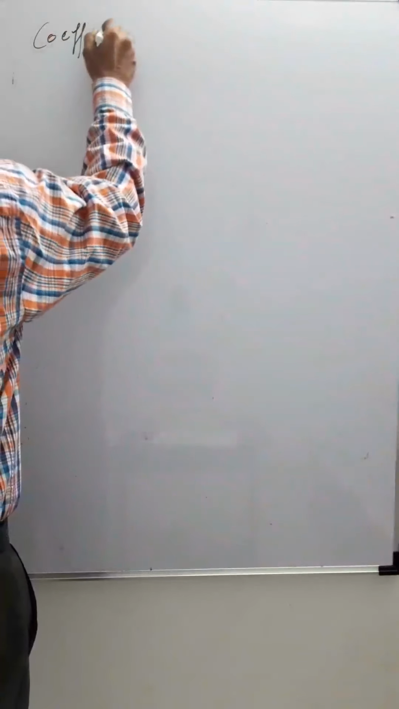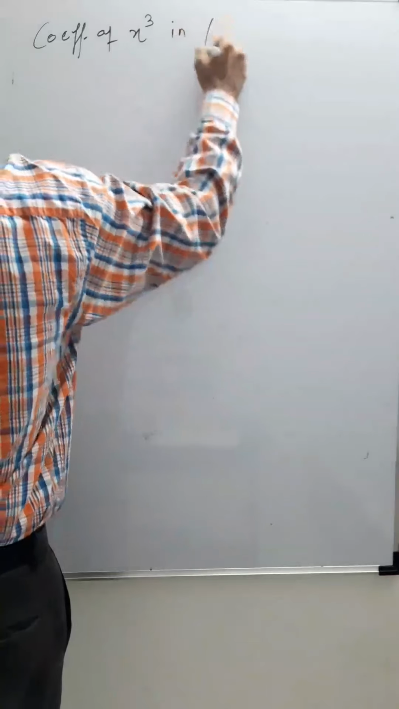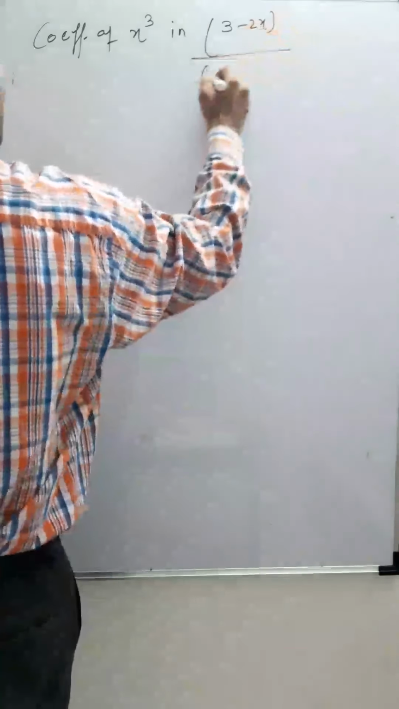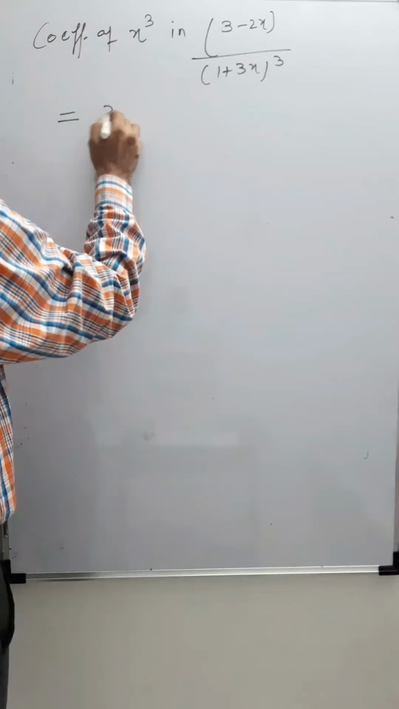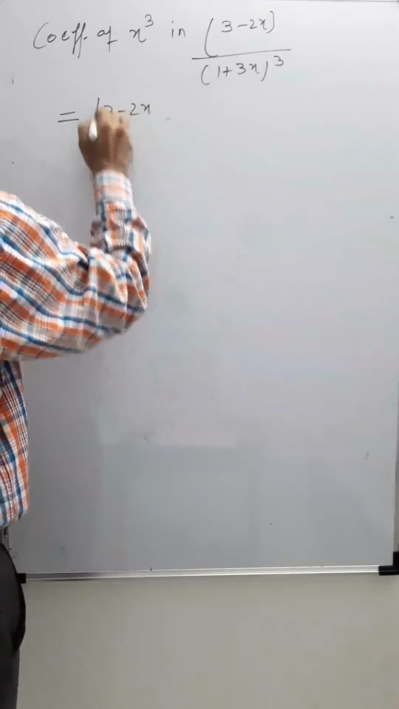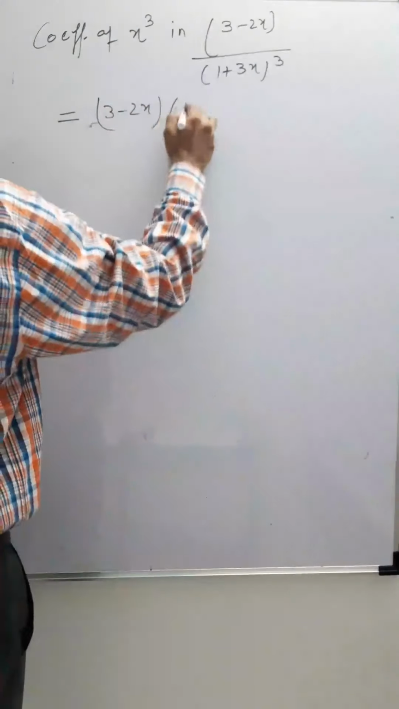Coefficient of x cube in 3 minus 2x upon 1 plus 3x whole to the power 3. So this is the expansion. So what can we write here? 3 minus 2x into 1 plus 3x to the power minus 3. Can we write this? Fine. Now 3 minus 2x. Now we will expand this. 1 plus, so minus it will come, plus here, minus here. 1 minus nx. So this is minus 3, this will come minus 9x.